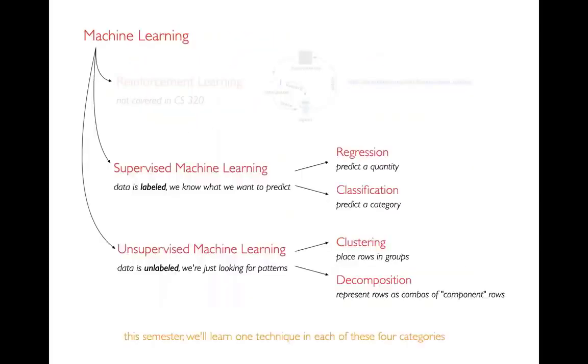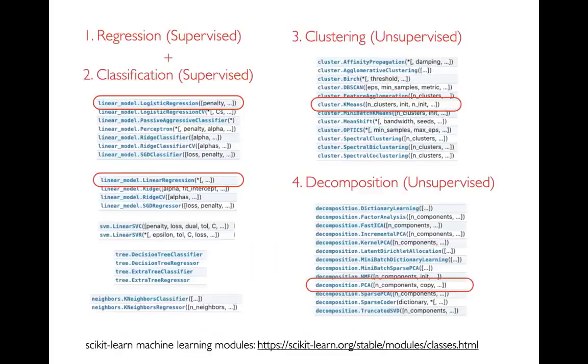Okay, so that's a whirlwind tour of these 4 problems we're going to solve: regression and classification. Those are both supervised because, again, it's labeled. Clustering and decomposition, there is no column we're trying to predict, so that's unlabeled. It's unsupervised learning. And for each of these 4 things, there's actually a ton of different algorithms out there. And in this semester, we only really have time to learn like one algorithm for each of them.